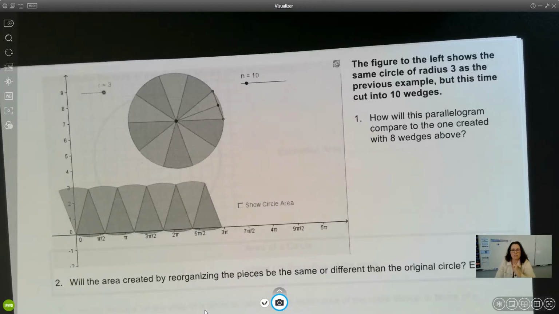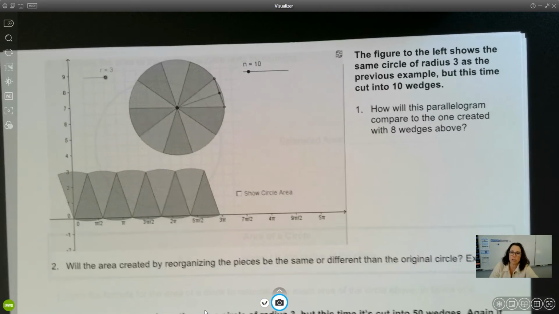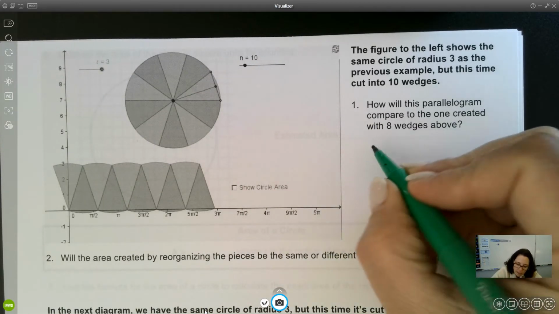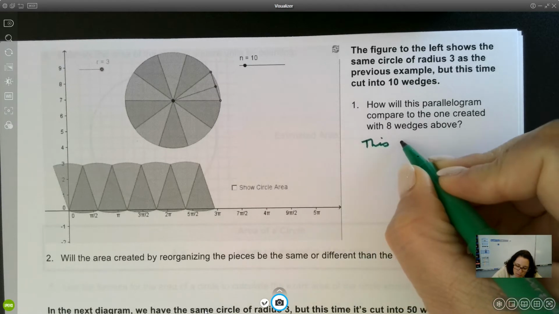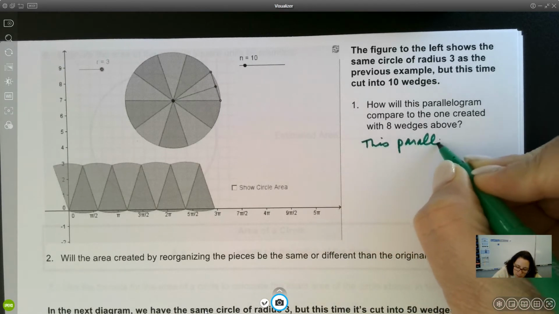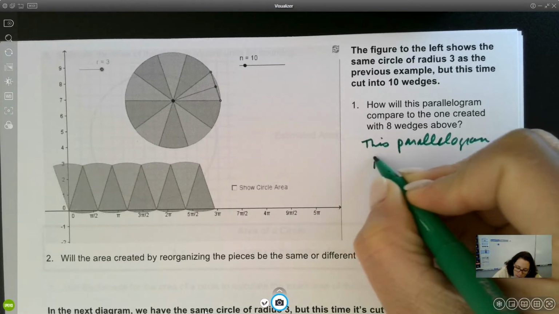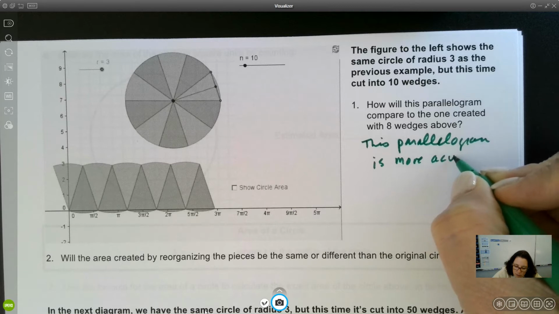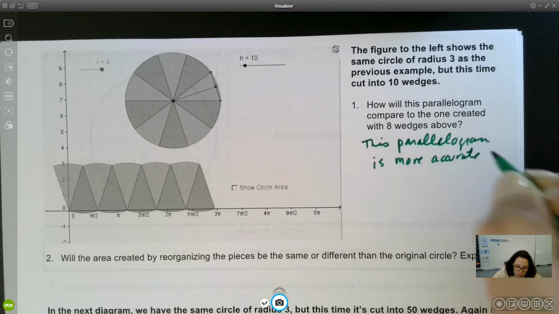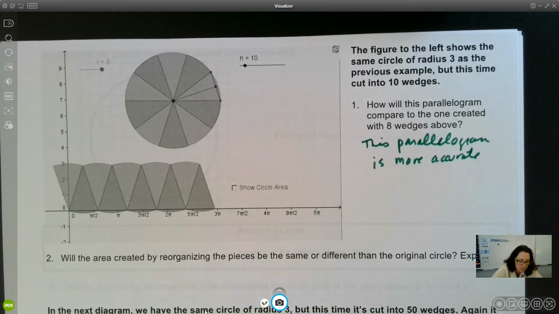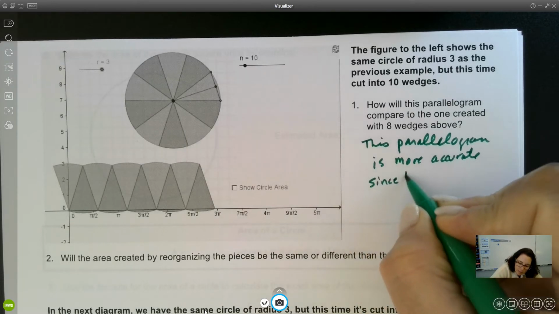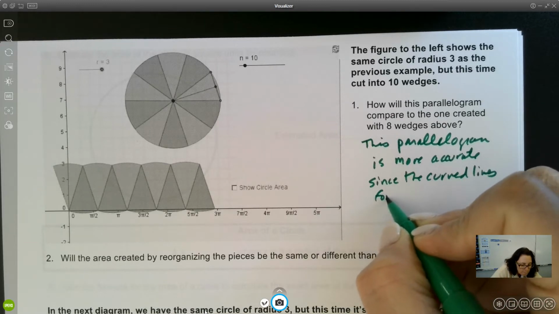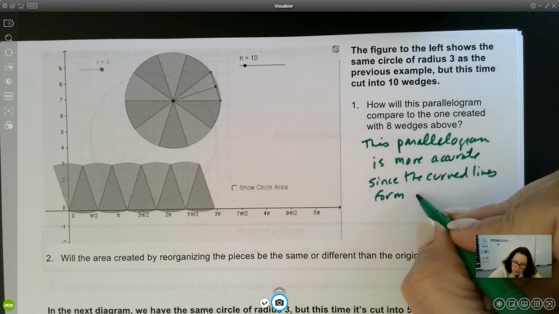All right, so let's start answering some of these questions. How will this parallelogram compare to the one created with 8 wedges? This parallelogram is more accurate, since the curved lines form a straighter line.